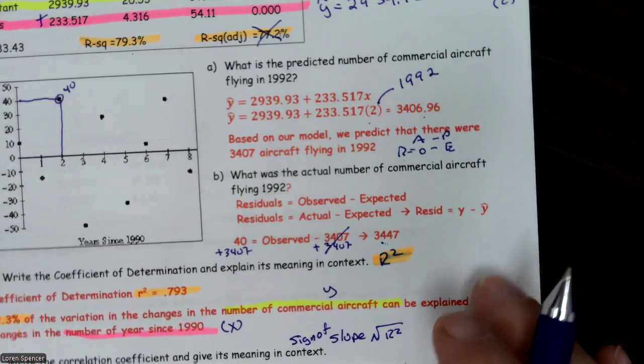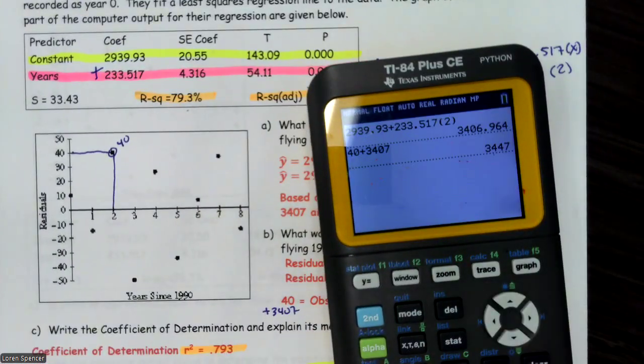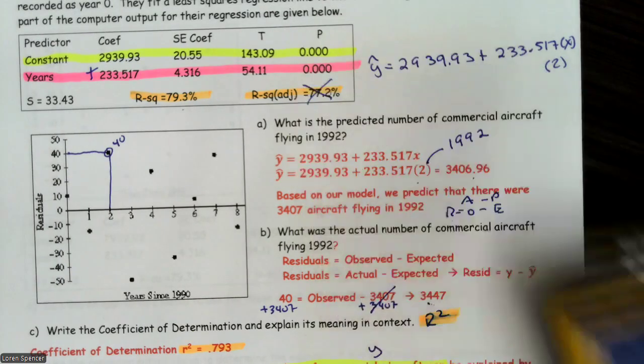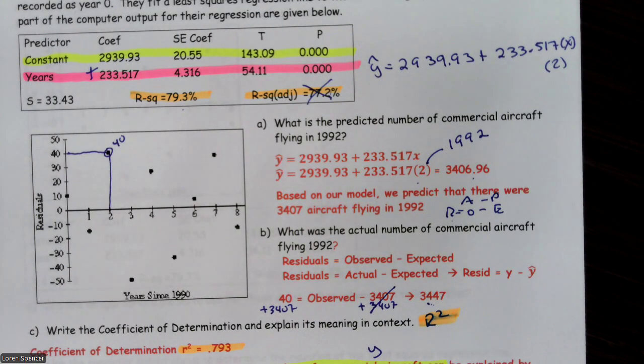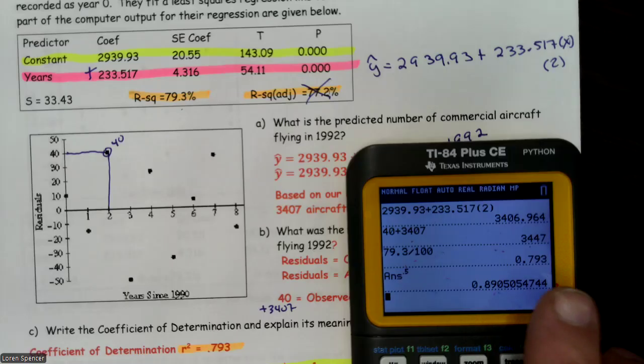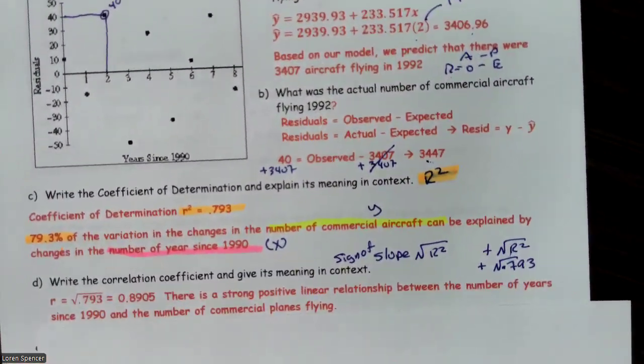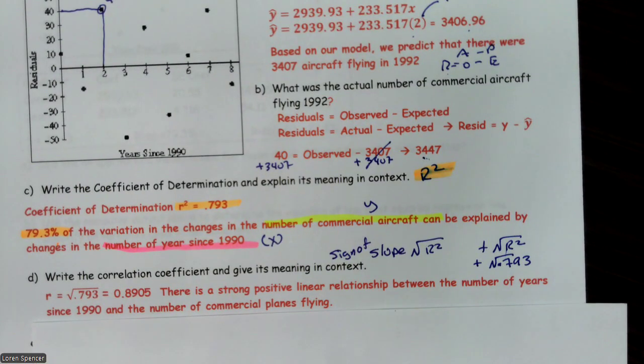So I need to divide that R squared by 100. My R squared is 79.3. So 79.3 divided by 100 is 0.793. So positive square root of 0.793. When I do that, I'll just raise it to the half power, I get 0.8905. So 0.8905, there is a strong, and we'll talk about strong in just a moment.